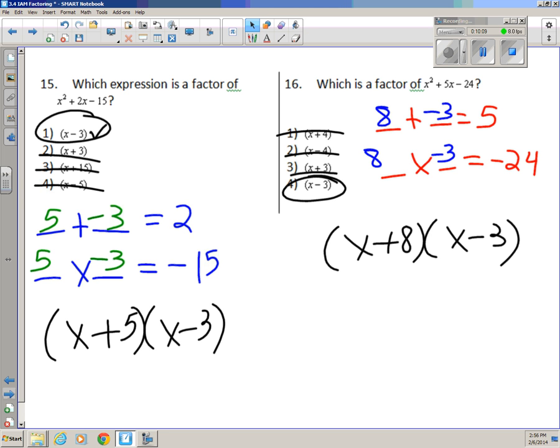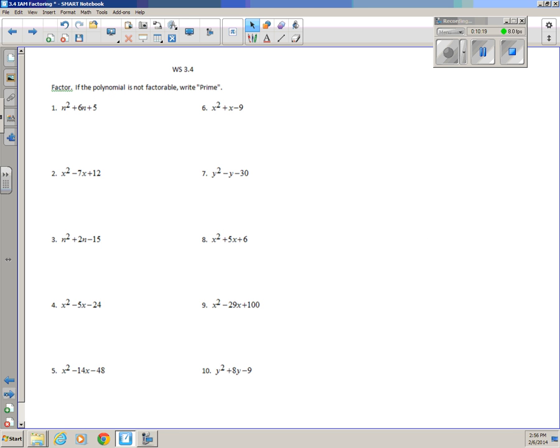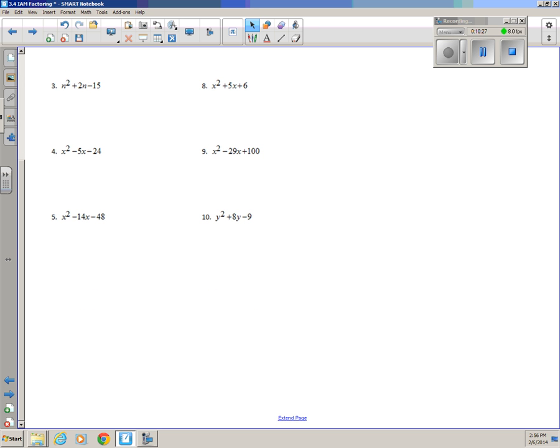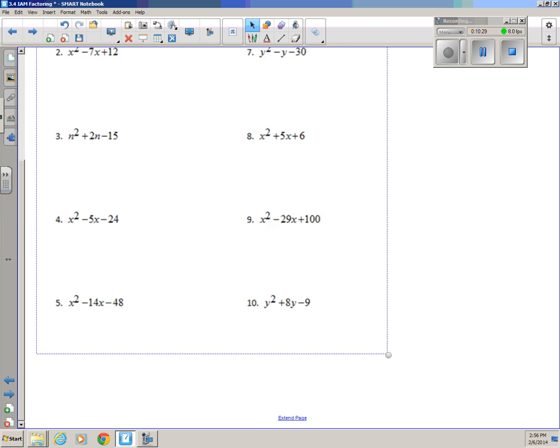Okay. The last thing I want to do is on the homework sheet. We don't have any examples of this, so let's do number 5 on the next page, which is the homework sheet. Number 5 says to factor, and if the polynomial is not factorable, write prime. Basically that means if you can't find two numbers doing what you want them to do.